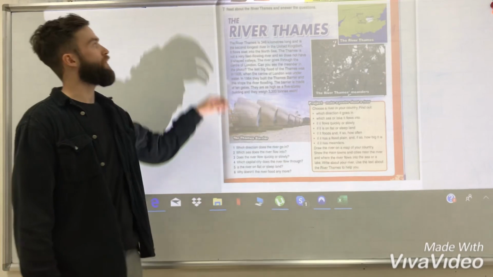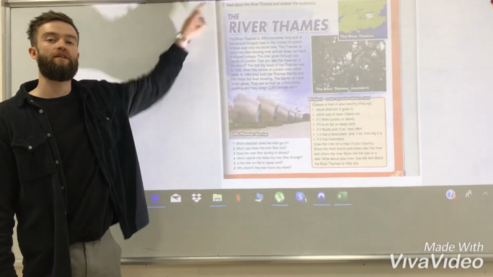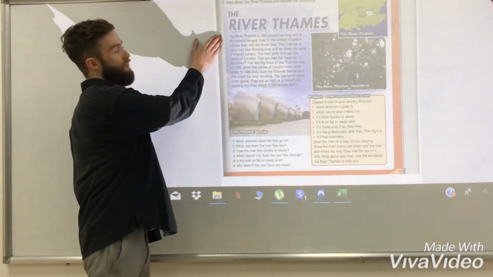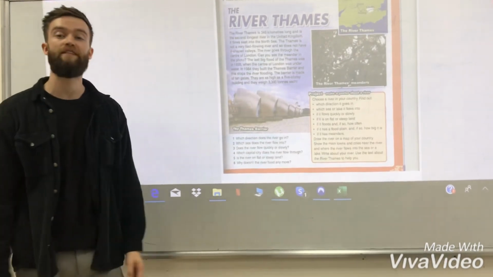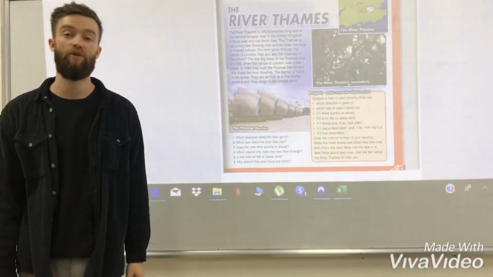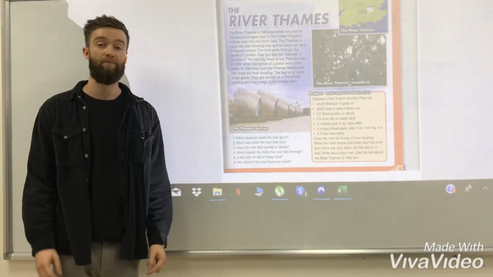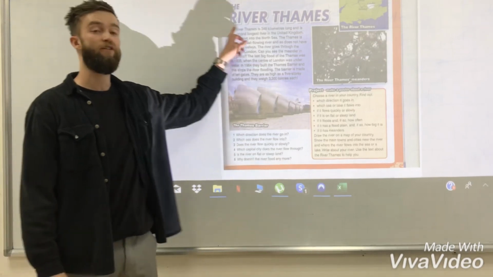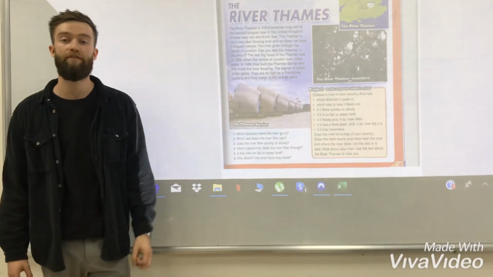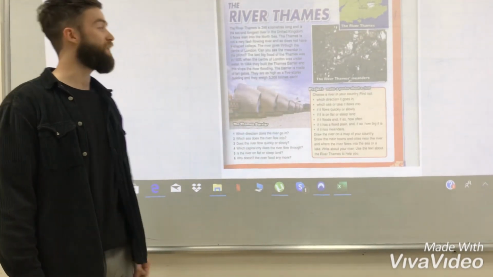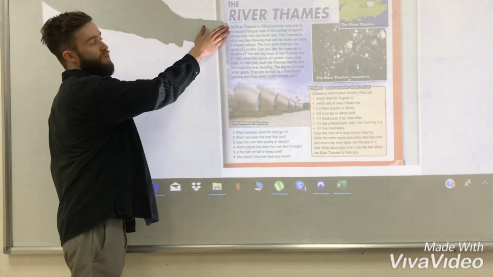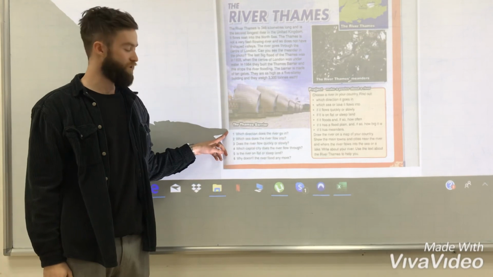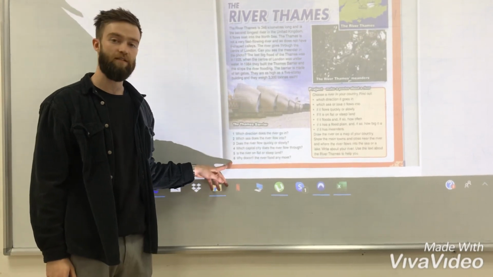Okay guys, so now we are on exercise 7, and this is a reading exercise. This text is about the River Thames. As you know, our school is called Thames UK, and it was named Thames UK after the River Thames, which is a river in London. Now, what you need to do is read this text and answer the questions 1 to 6. Good.